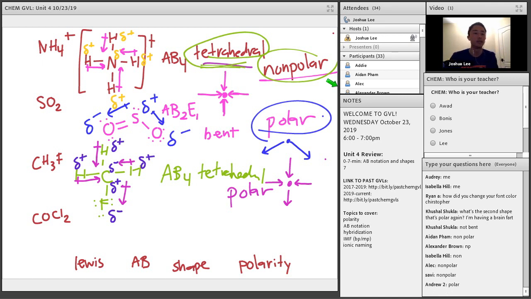So then last one, COCl2, looks like this. What shape is this one? This is AB3, so this one is.